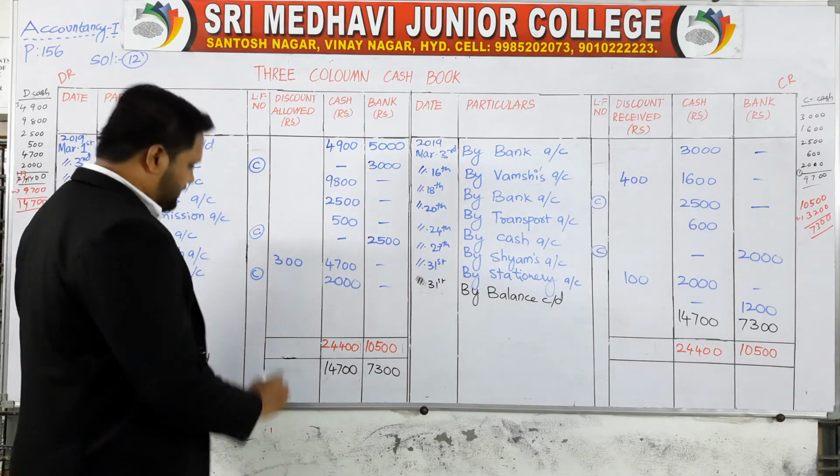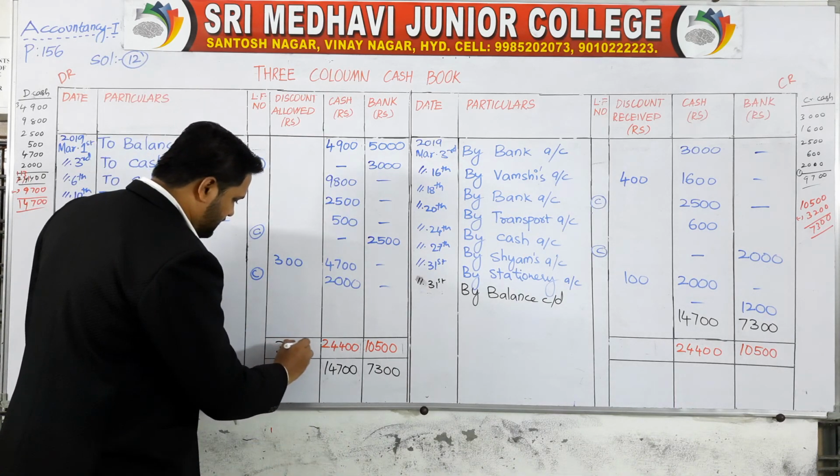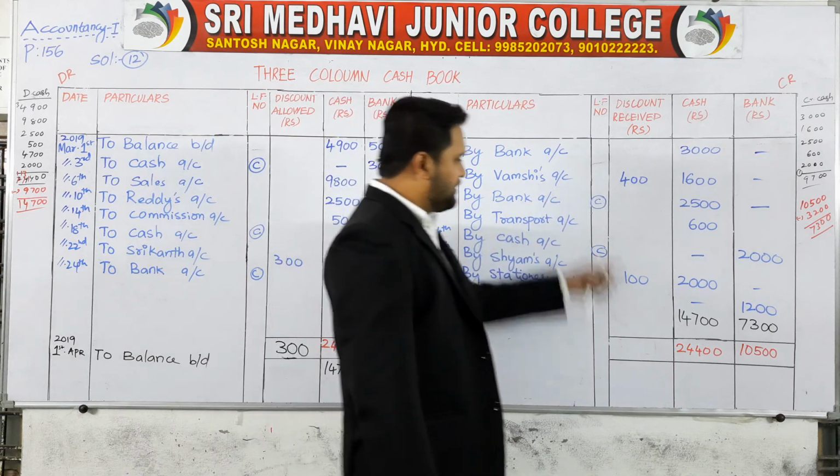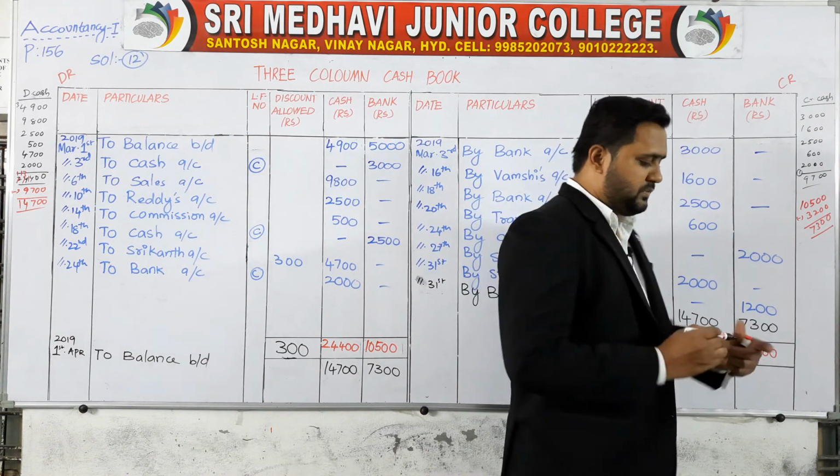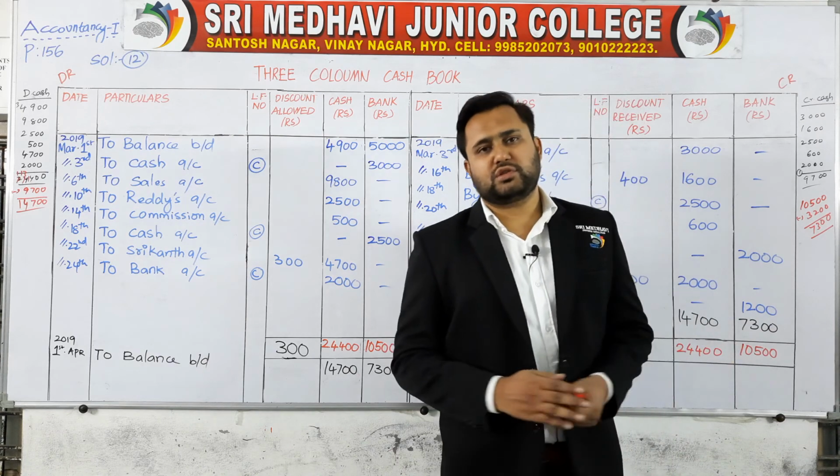Now the total of discount allowed is nothing but 300 rupees here. Total of discount received is 500. This is how you are going to solve the problem.